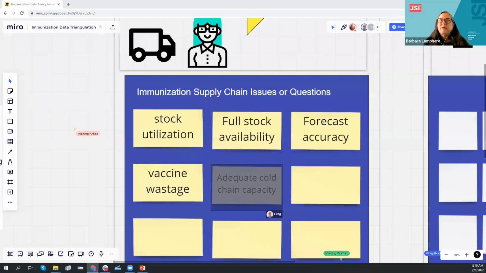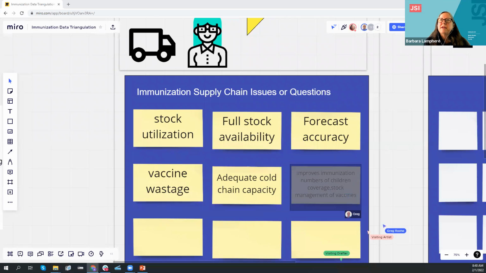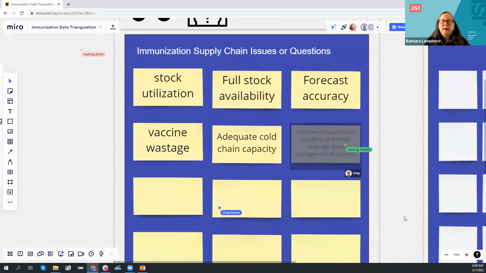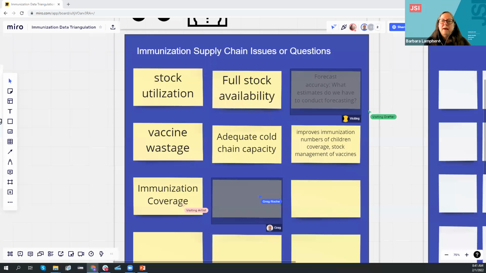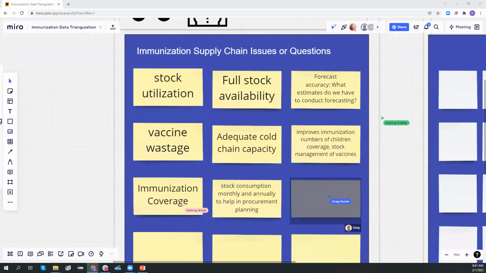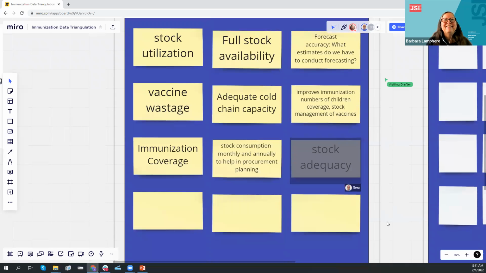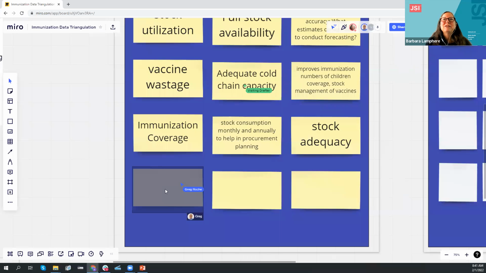So we have several on availability. Forecast accuracy is an interesting one, and does lend itself, I think, to data triangulation. These are great topics, and I think sometimes it helps also to form it into a question. So think about the question you're trying to answer.